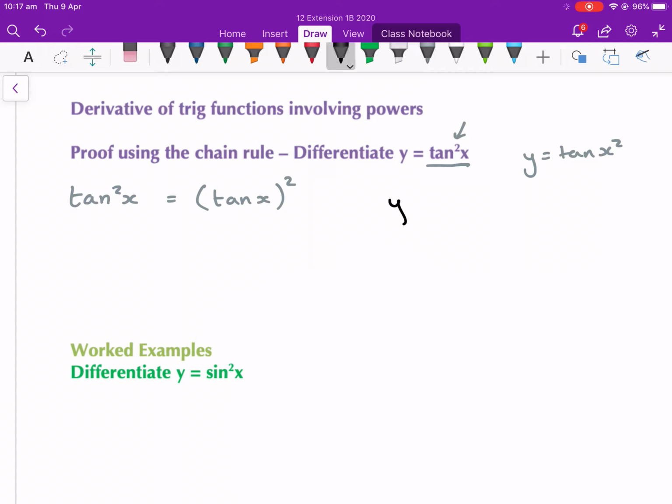So let's rewrite it. So we're going to rewrite this as y equals the bracket of tan x all squared, which is exactly the same as how it's given to us in the question. We've just rewritten it in a different format.